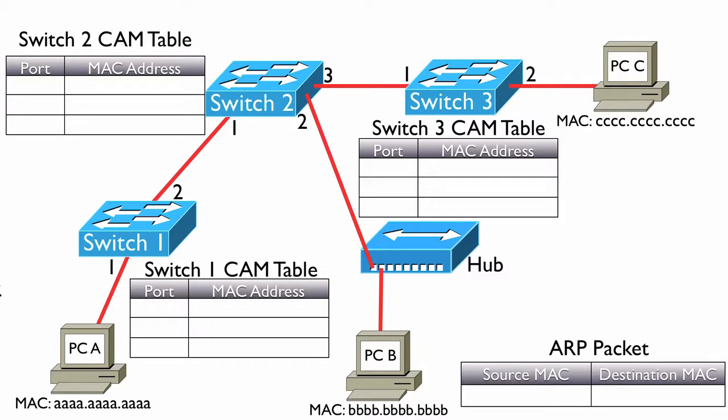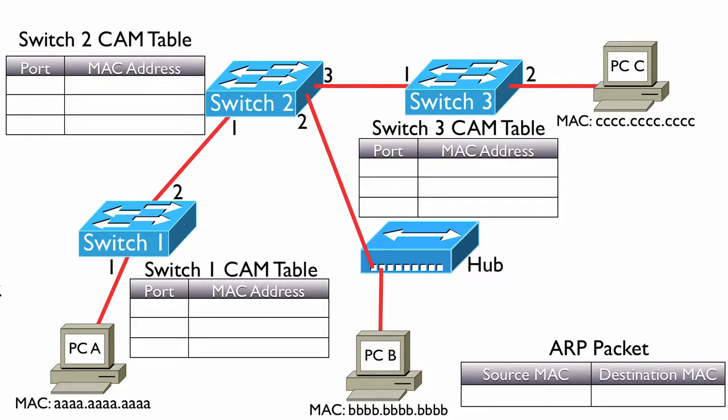An ARP broadcast, that's an address resolution protocol broadcast that gets flooded throughout a broadcast domain, and we're asking the question, can somebody tell me the MAC address that corresponds to this IP address? That way we can form a frame that has an appropriate destination MAC address. Right now, PCA doesn't know the MAC address of PCC.